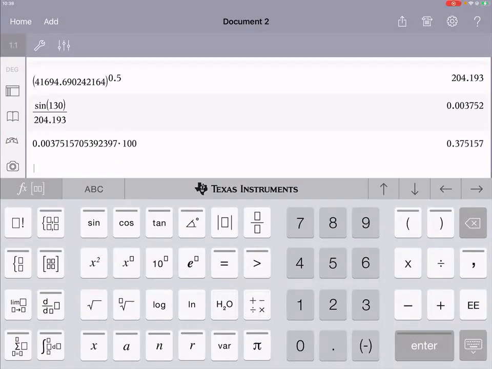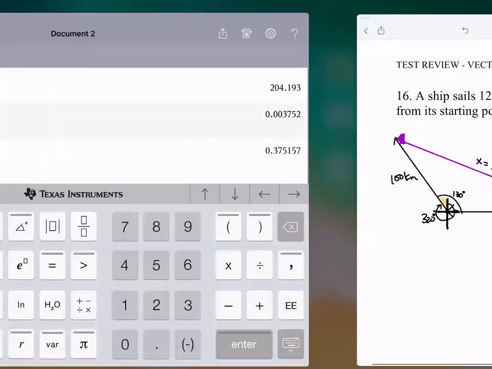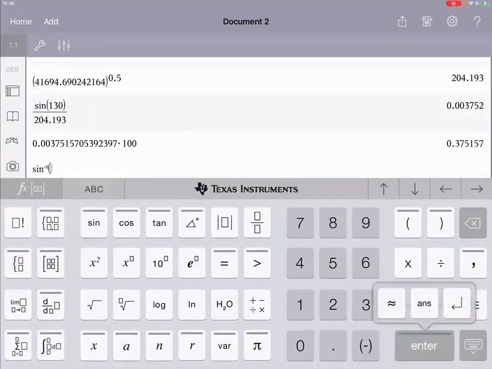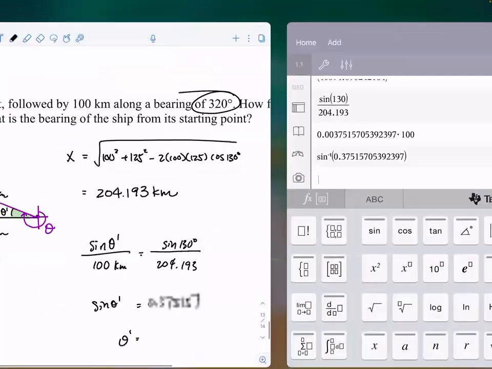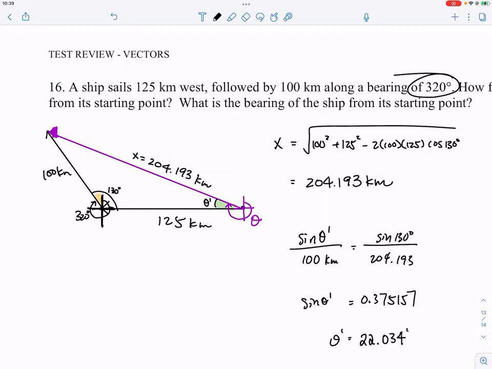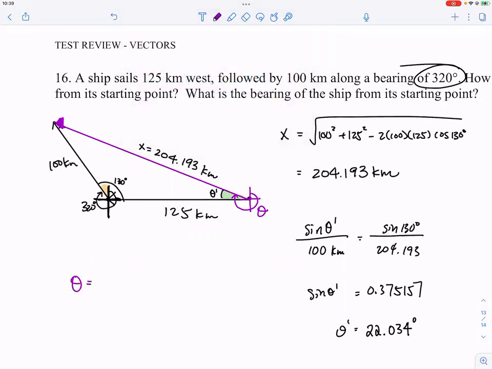Sine theta prime is 0.375157. So the inverse sine of this number would give us the angle, and the angle is 22.034. So that's theta prime. With this theta prime, we can now say the actual bearing, the actual theta, is going to be 270 degrees plus 22.034, which is 292.034 degrees.